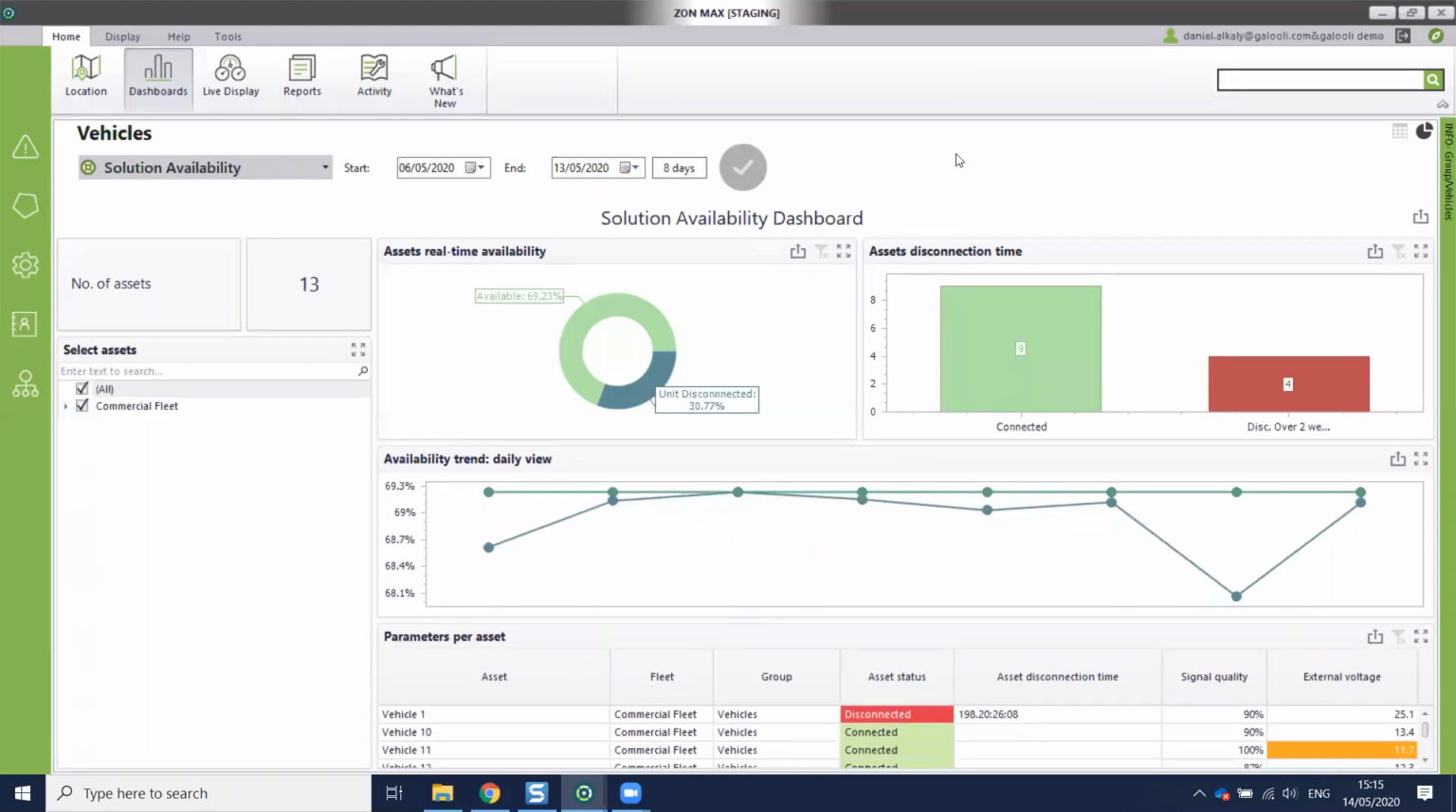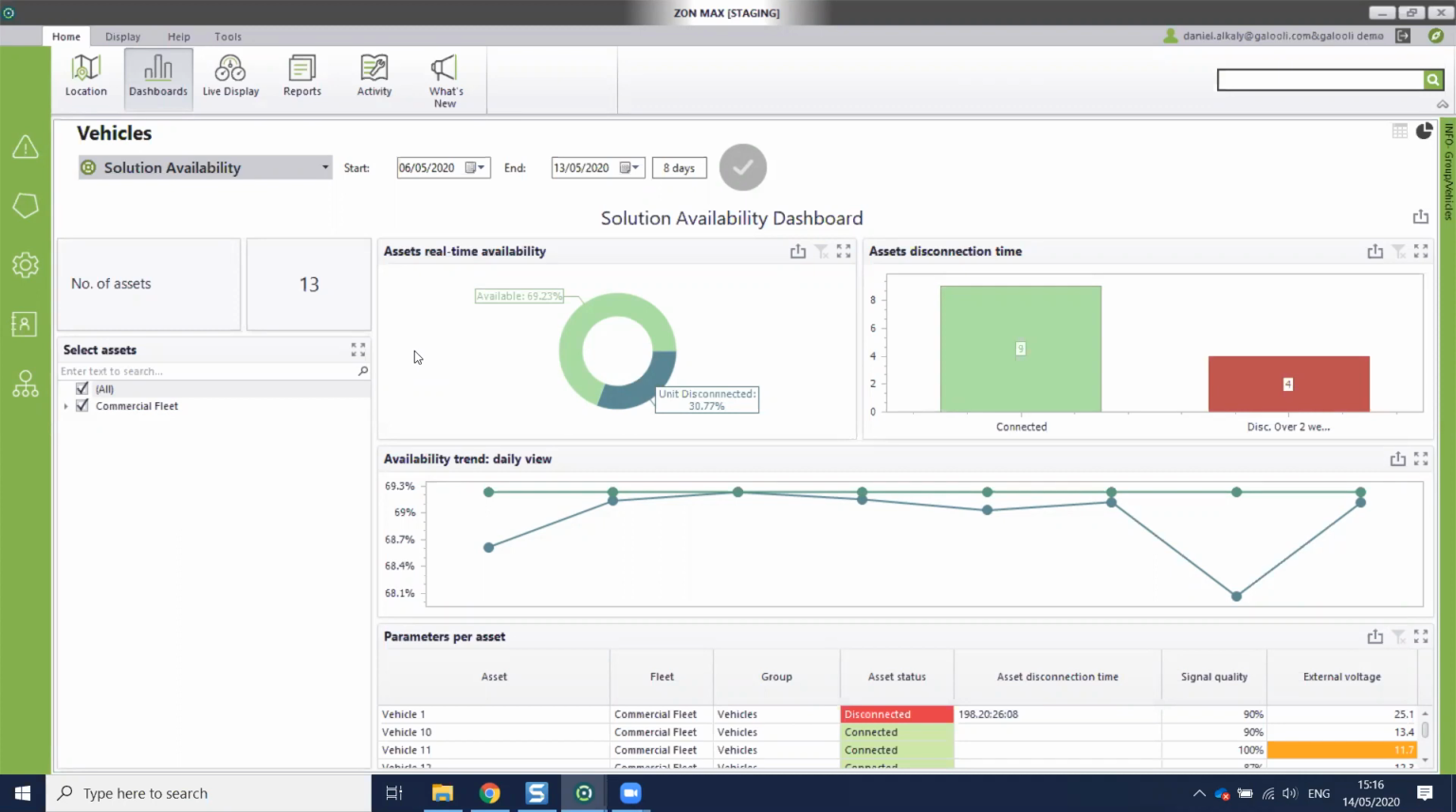And this dashboard is unique in the fact that at least part of it shows and displays information in real time. And what does that mean? That means that when I look at this section here, the assets real-time availability, I can view the data. What I'm looking at is basically real-time information. I have an indication of what is occurring right now.